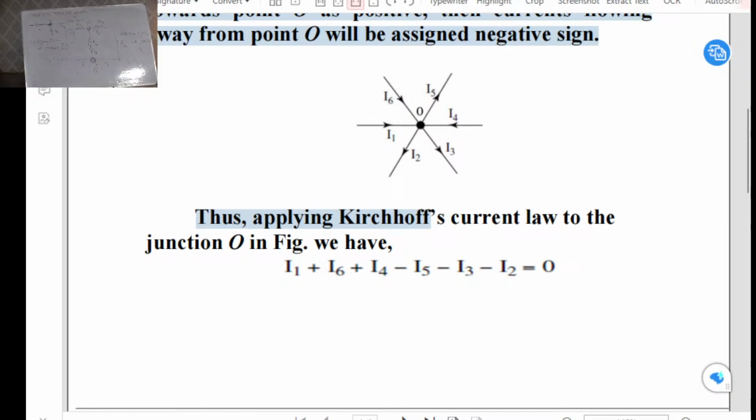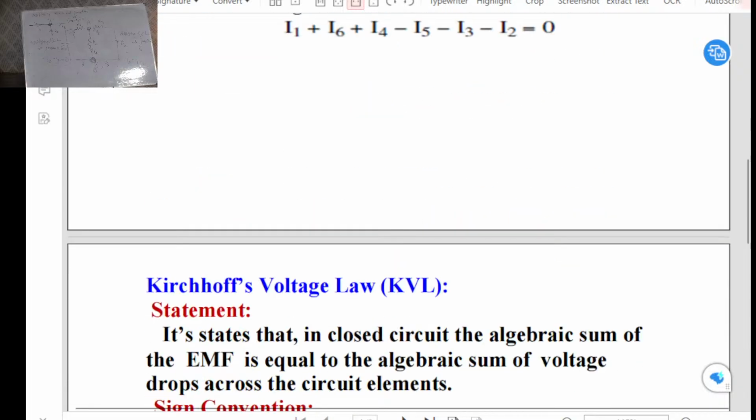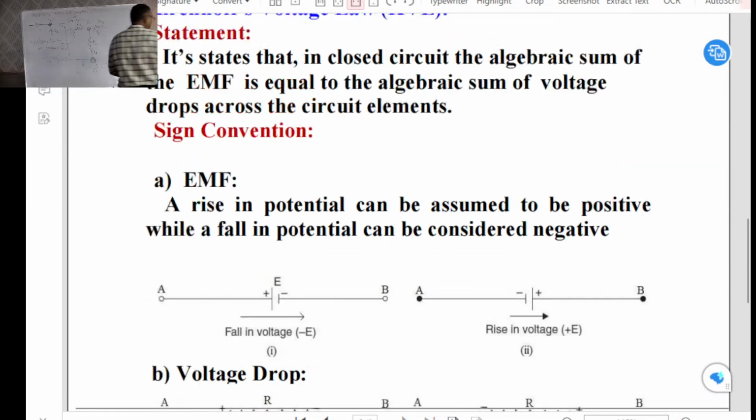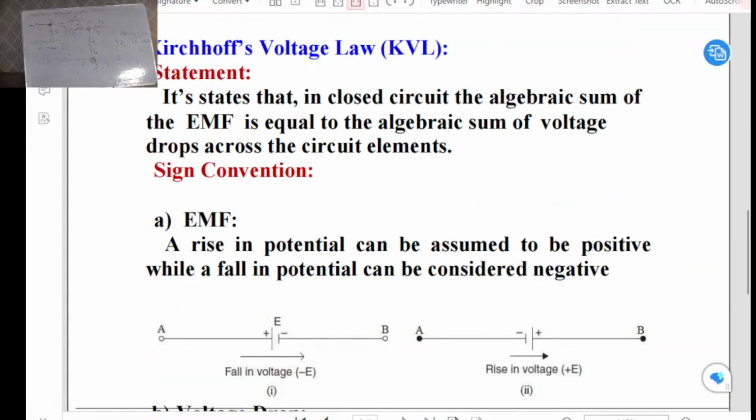We have to prove KCL in practical diagrams; it should be 0. It is a valid circuit diagram. So KCL is completed, now go for KVL. Next one, KVL. Is KCL clear?